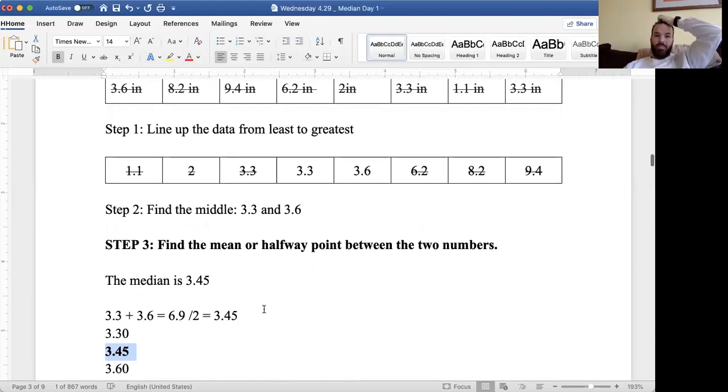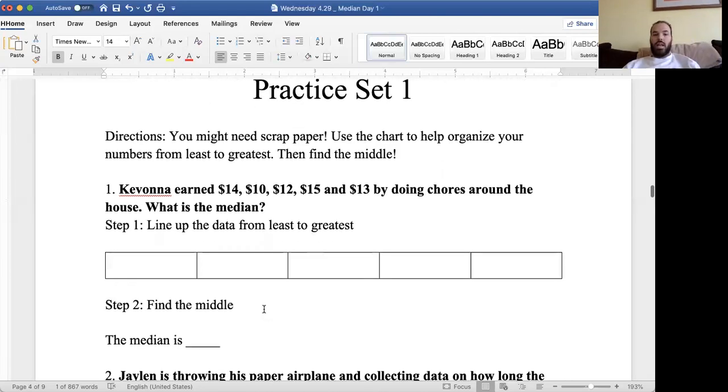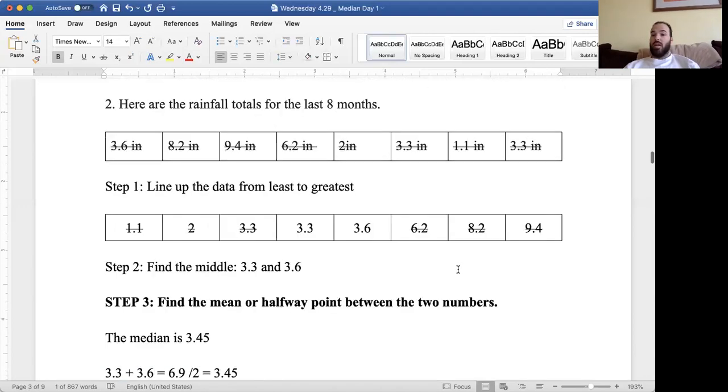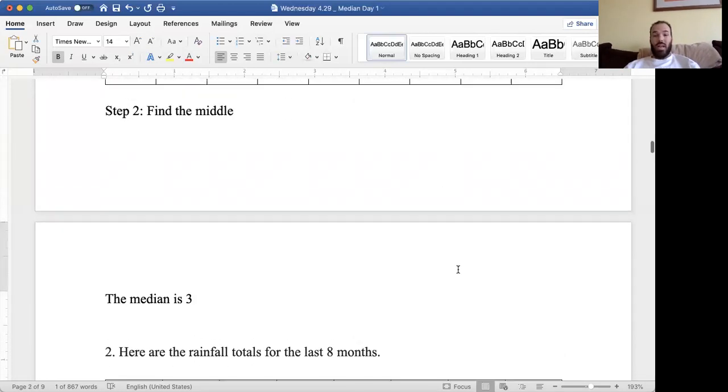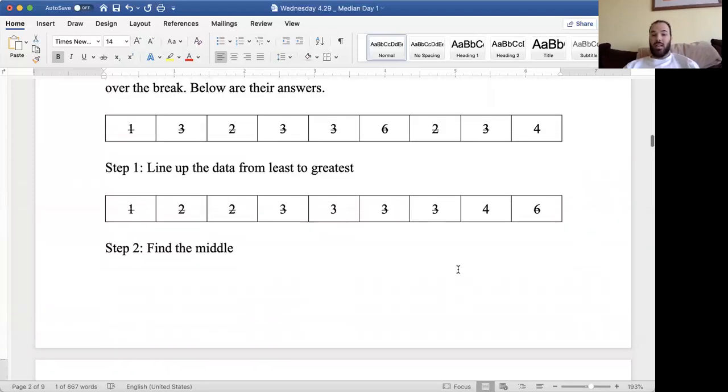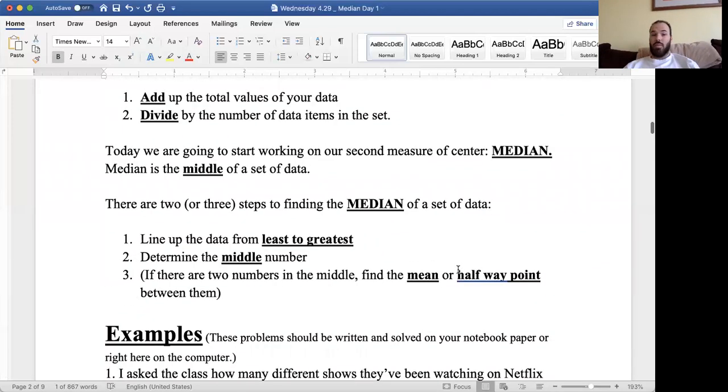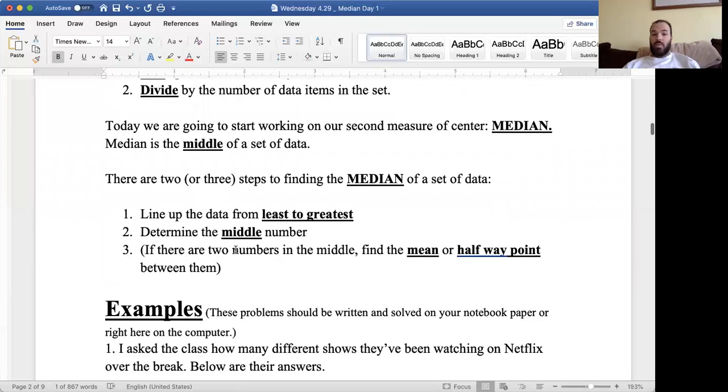Okay, for your practice set, again, make sure all the boxes are filled out. That way you didn't skip a number. If there is an odd set of numbers, you're only going to have to find the middle. If there's an even set of numbers, you'll end up with two numbers in the middle. Remember that your steps are right here. Go ahead and pause the video and come back when you're ready to check your answers for problem set 1.